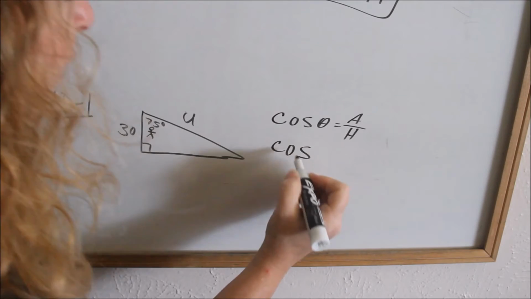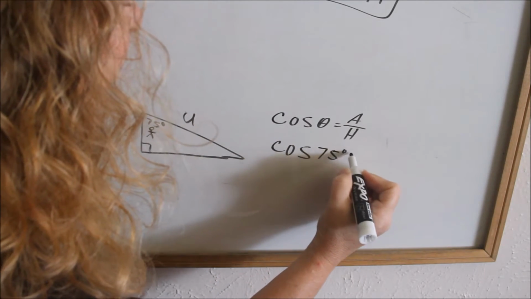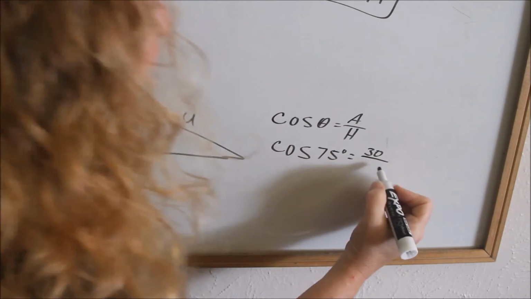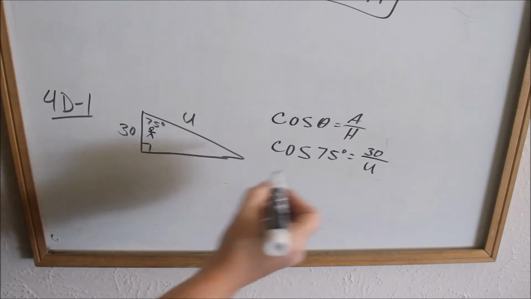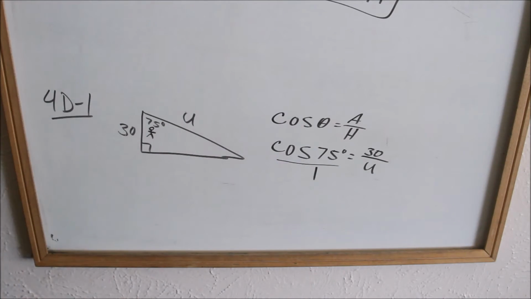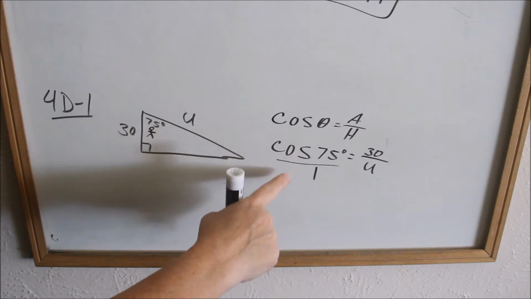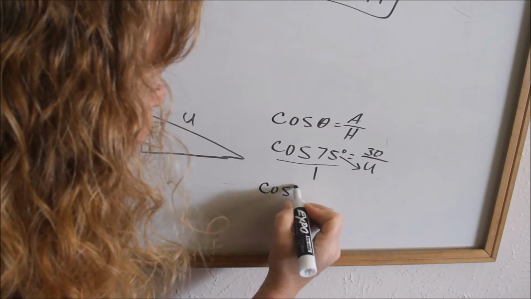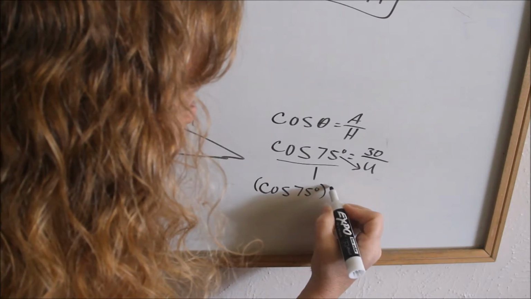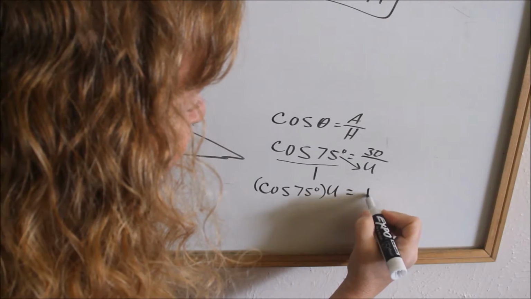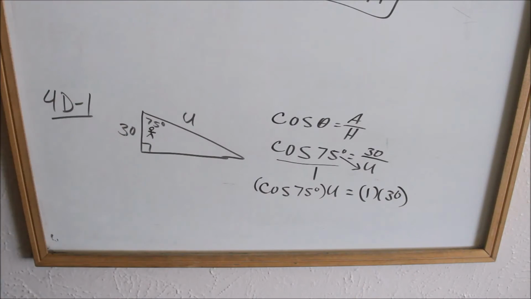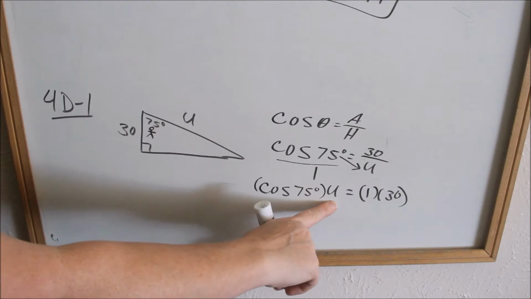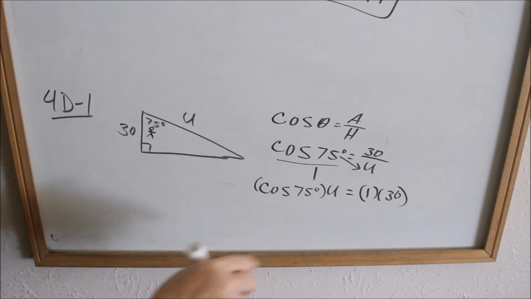Fill in what we know. Cosine, we know the angle is 75 degrees. The side adjacent to me is 30. And the hypotenuse, we don't know, that's labeled as U. Again, I like to use cross multiplication. Turn this into a fraction. When you have a fraction set equal to a fraction, you can use cross multiplication. So cosine of 75 degrees times U on one side of your equal sign, and then 1 times 30 on the other side. Now it's just a matter of solving for U. That way you don't ever get confused on when you have to multiply, when you have to divide.